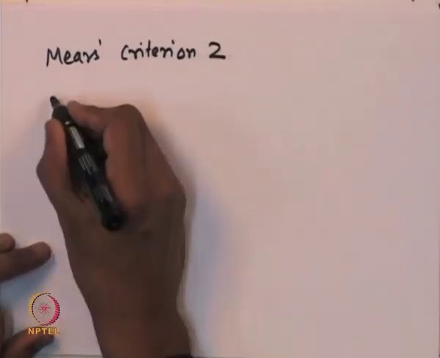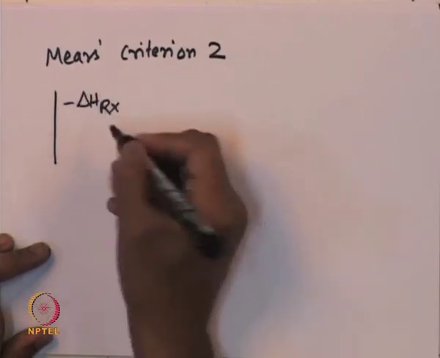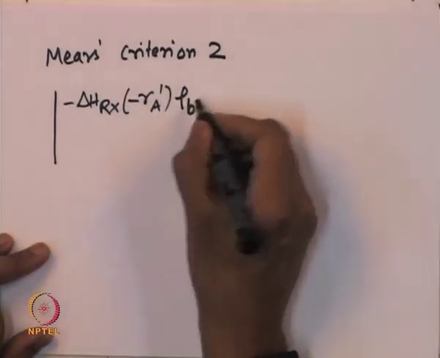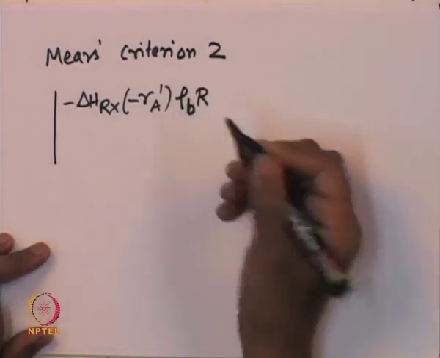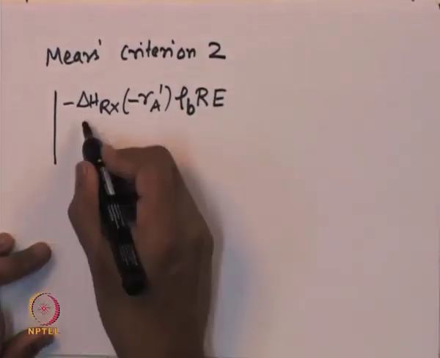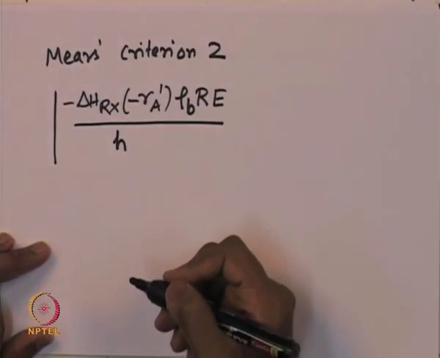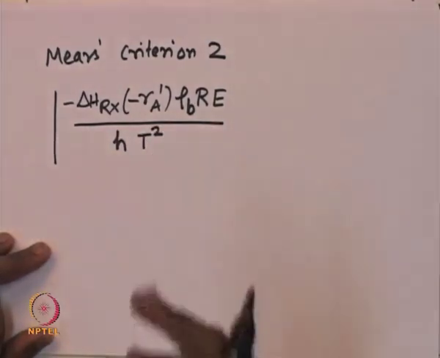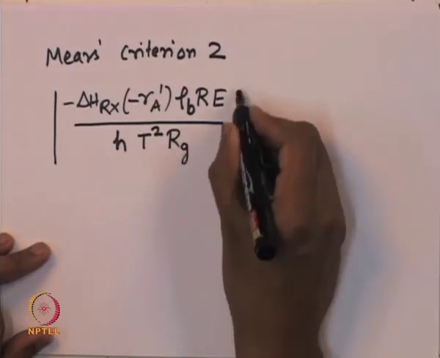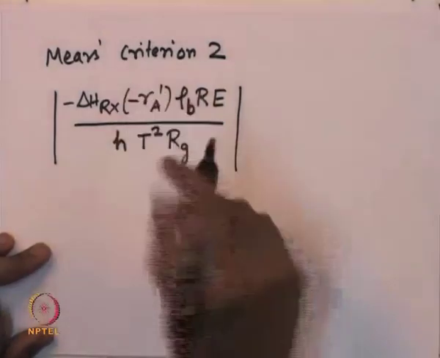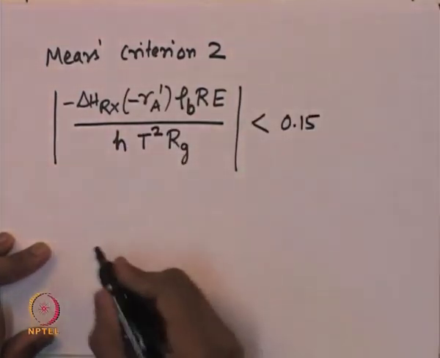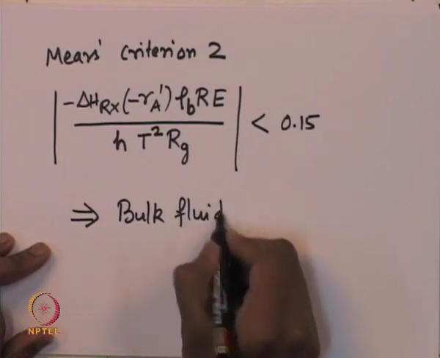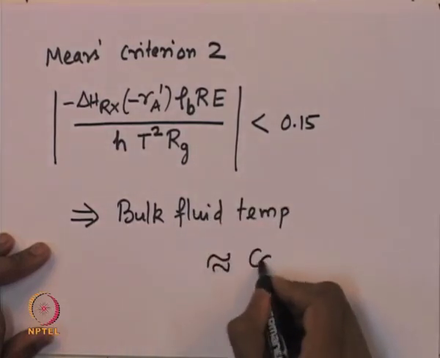Now, this suggests that if the modulus of this expression, where delta H is the heat of reaction into minus R A prime, which is the observed reaction rate, multiplied by rho b, which is the bulk density of the catalyst, into the radius of the pellet that is used, multiplied by the activation energy E, divided by the corresponding heat transport coefficient (there are several correlations available to estimate the heat transport coefficient), multiplied by the square of the bulk temperature of the fluid stream, multiplied by the gas constant. If this absolute value of the ratio is less than 0.15, then the temperature gradient does not play any role, which means that the bulk fluid temperature is approximately equal to the catalyst surface temperature.